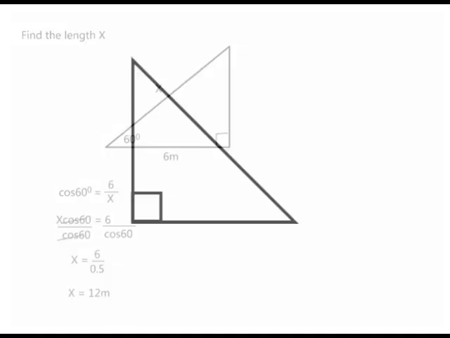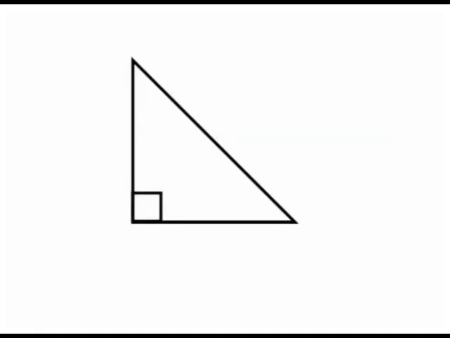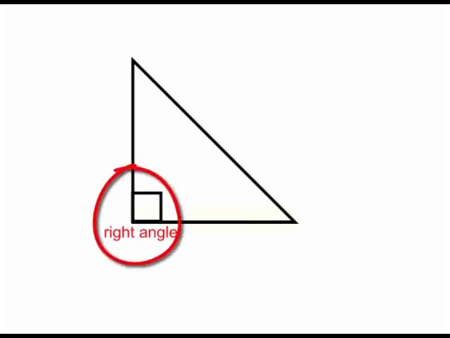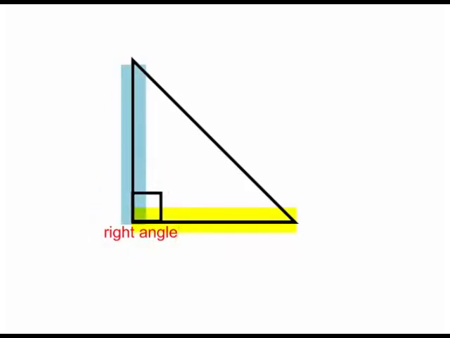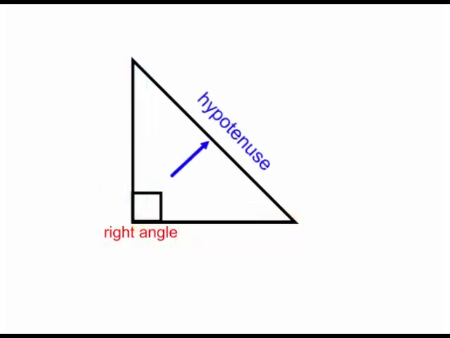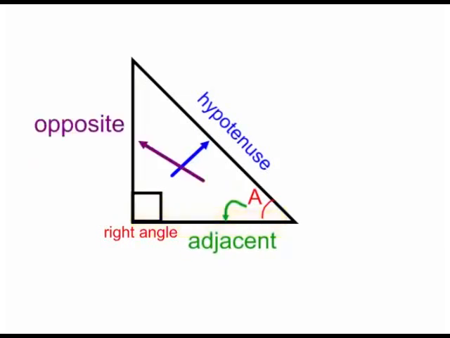And so in summary, this is a right-angled triangle, and I know that because it has a right angle here. This box denotes that these two sides of the triangle are perpendicular to each other. The side across the right angle is the hypotenuse. And if I had angle A here, this side is adjacent to the angle A, and this side is opposite to angle A.